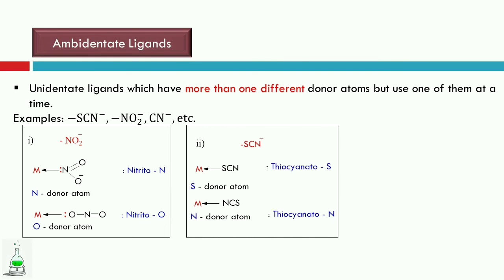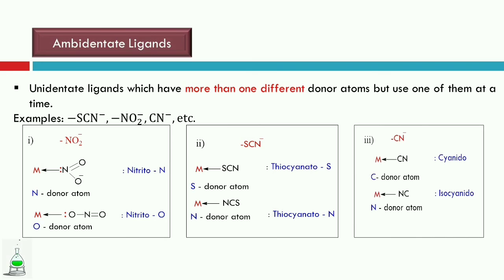One more example is thiocyanate. When the donor atom is S, it is thiocyanate S, and when the donor atom is nitrogen, it is thiocyanate N. Similarly, one more example, cyanide. In cyanide, carbon has a lone pair of electrons and nitrogen also has a lone pair of electrons. When the donor atom is carbon, it is simply cyanido, and when the donor atom is nitrogen, it is isocyanido.